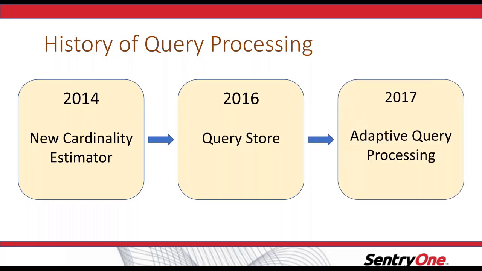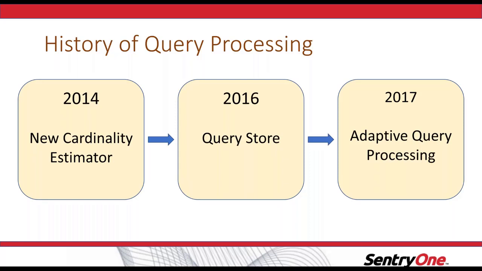In 2017, Microsoft introduced something called adaptive query processing. Adaptive query processing had a number of different sub-features underneath it, but one of the things that bummed me out about adaptive query processing was that it was, for all intents and purposes, really only available to column store constructs. And frankly, not a lot of people have adopted column store. You really should.